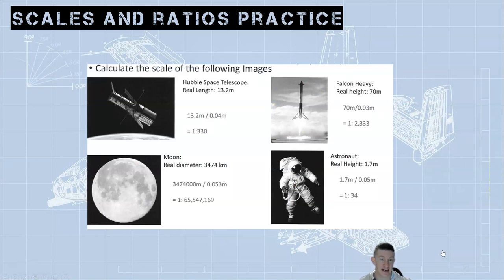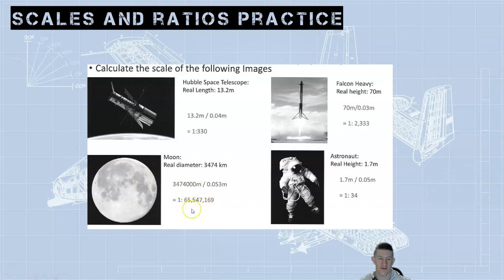Okay, answers are here. For the Hubble Telescope, I've got 1 to 330. You can see I've done the real length divided by the measured length. Make sure the units are the same. That's the most common mistake people make: the units need to be the same. So I've used meters for this. Falcon Heavy: 70 meters divided by 0.03 meters. I get a 1 to 2,333 scale.